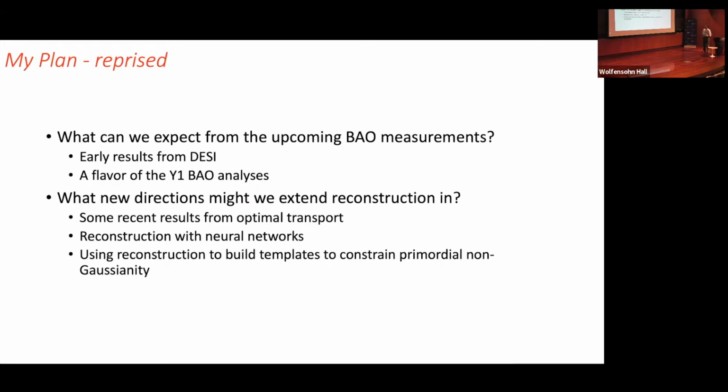DESI will do much more than just the BAO measurements that I've shown you. This is just one piece of what you should expect coming out over the next half year or so. I've also shown you some of the early results that we've gotten, so we have some good sense that things are working really well. And then I've shown you some ideas of where this idea of reconstruction, which originated from thinking about BAO measurements, might go into the future. So let me stop here and take any questions. Thanks.